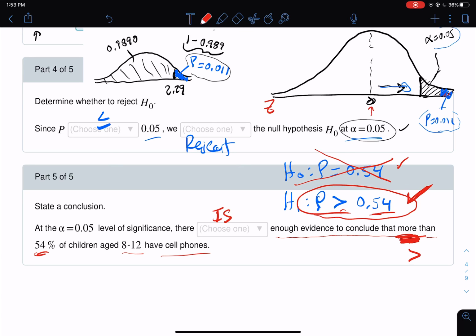If you do not reject the null statement, then it's this wishy-washy: there is not enough information to make that statement.